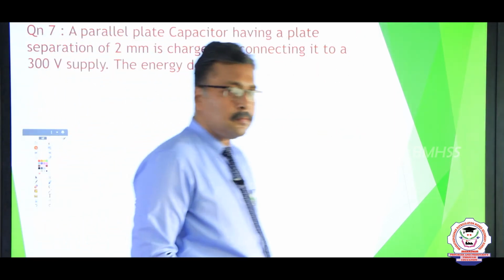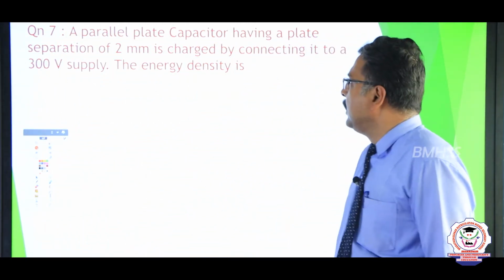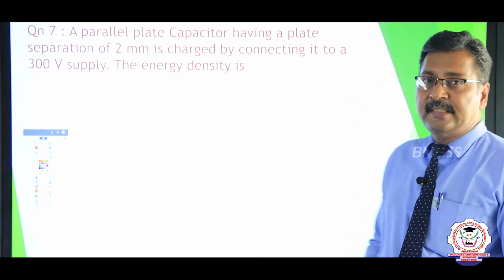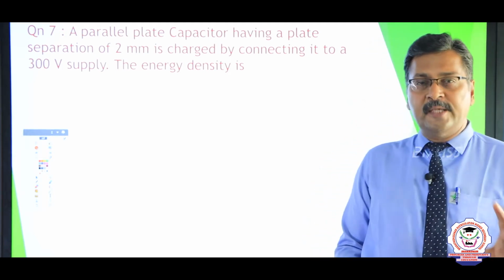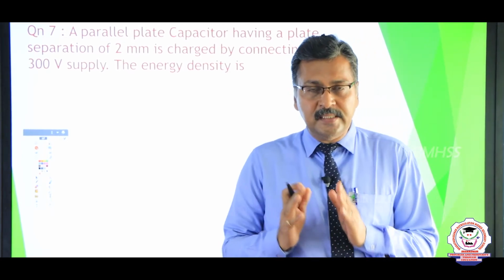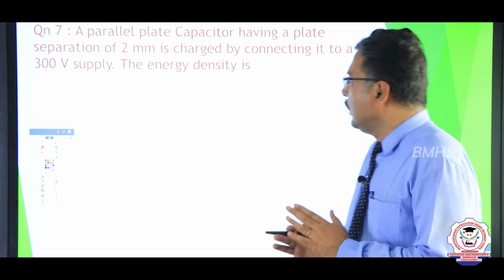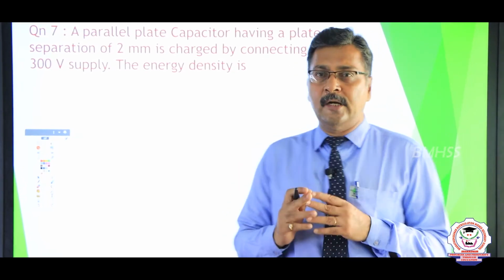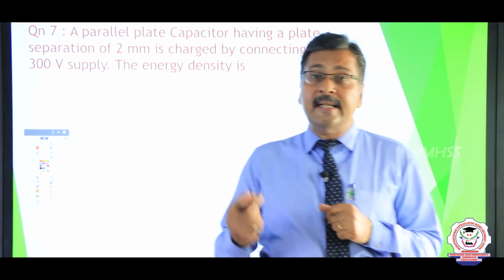Yes. So in this problem, a parallel plate capacitor having a plate separation of 2 mm. We will first visualize the problem. There are two plates which are acting as a capacitor. The distance between the plates is 2 mm and it is being supplied a voltage of 300 volts. Now the question is, what is the energy density?